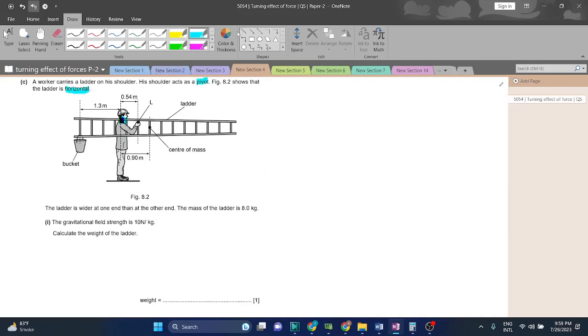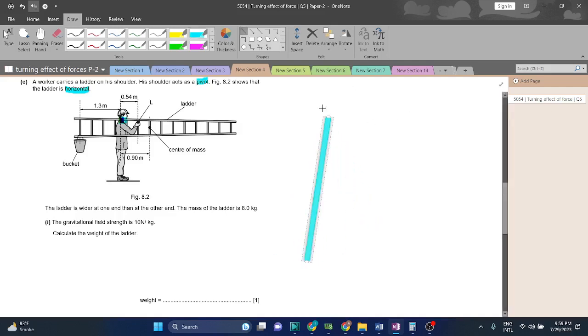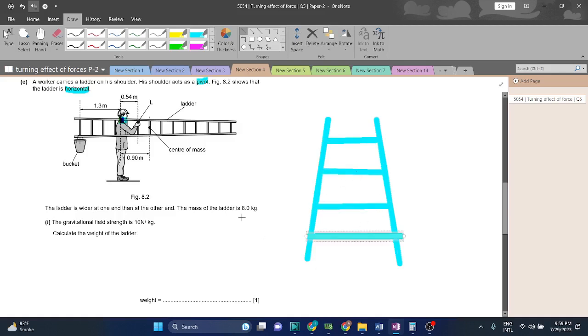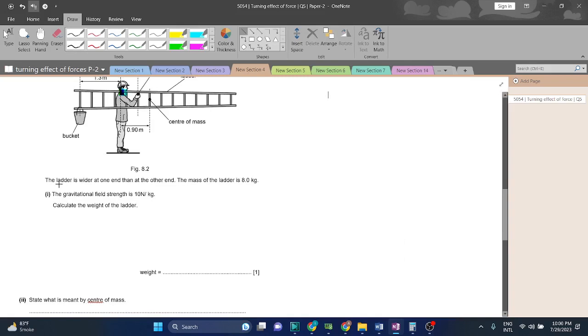What does this mean? If there is a ladder and it is wider at one end than the other end, that means the center of mass must be somewhere around here. And if we make it horizontal, the center of mass must be somewhere around here, because there is more mass on this side rather than this side. So the center of mass must be on this side, right? So that's done.